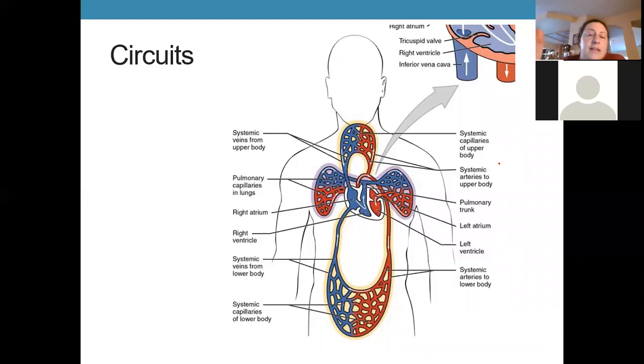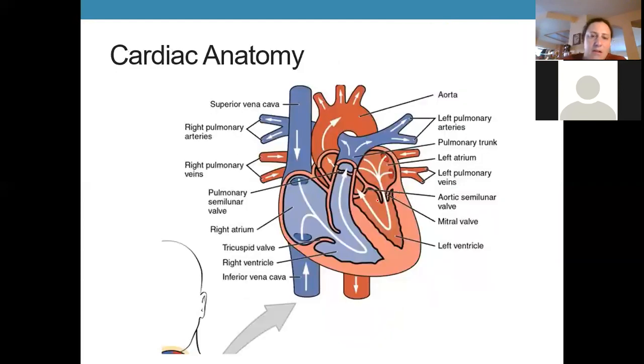Okay, so again, these circuits. So the right side of the heart, we have the right atrium. Blood comes from the body, goes through the tricuspid valve into the right ventricle, and then it gets pumped out to the lungs through the pulmonary valve. Oxygenated blood then returns to the left side of the heart, into the left atrium, and then it goes through the bicuspid or left AV valve into the left ventricle, and then it gets pumped to the rest of the body by way of the aorta through the aortic valve. And that's kind of the big parts of the anatomy that we need to know. There are a couple of other things that I probably forgot to tell you, but we'll tackle them as we come to them if they're relevant.